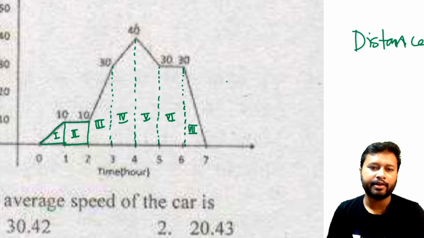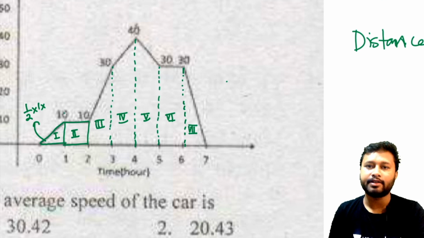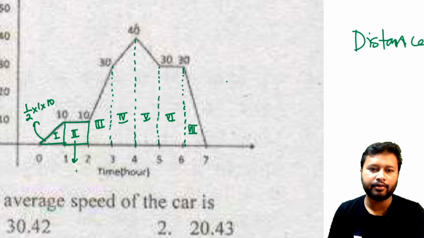Now area first is actually a triangle. Area of a triangle, you all know, is half base into height. The base is 1 unit because from 0 to 1 it is 1, and height is 10 units because you can see in the graph it reads 10. The second area is a rectangle. Length of this is 1 and width of this is 10. So 1 into 10, that's what it will be.